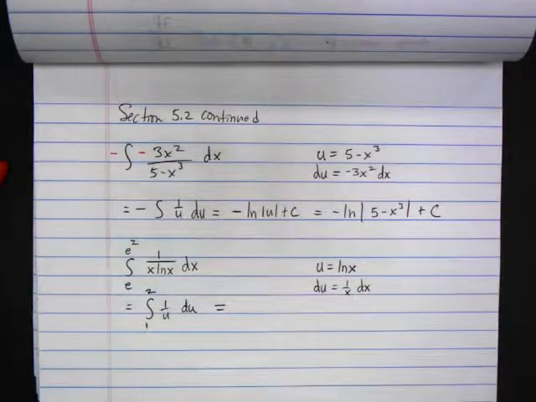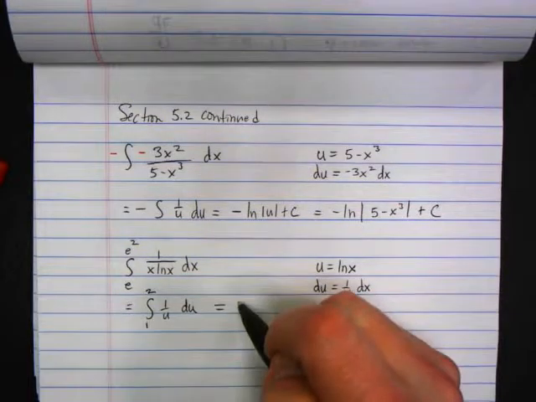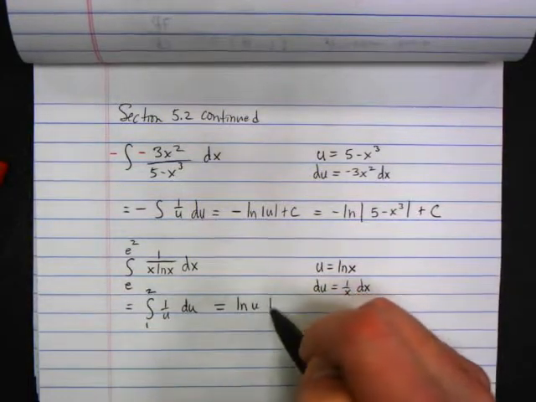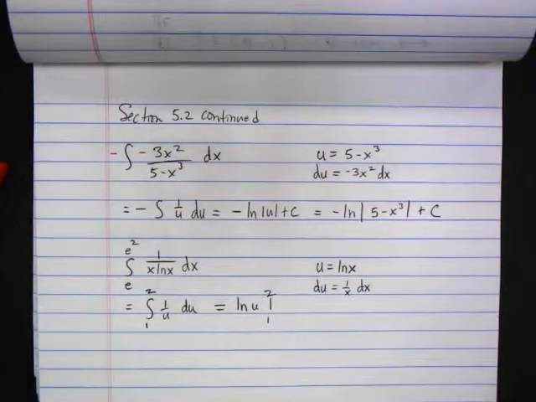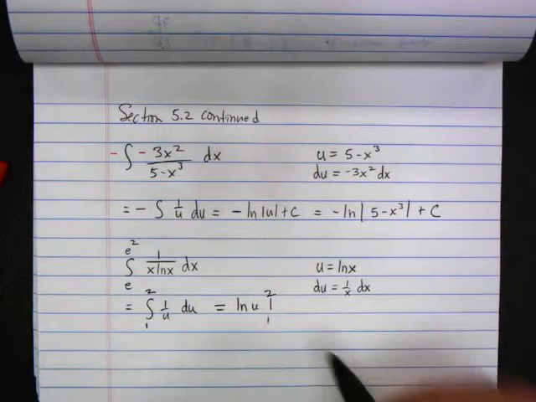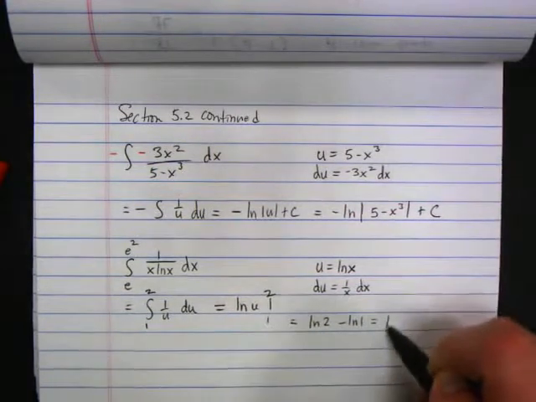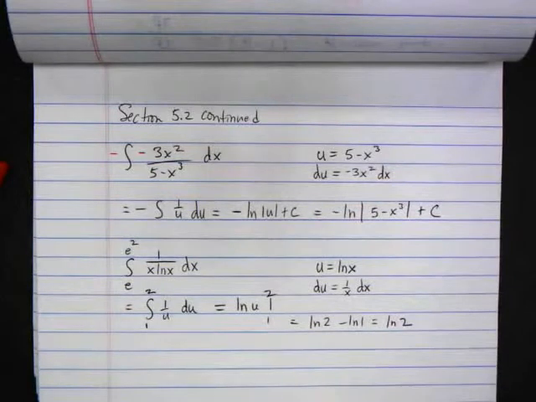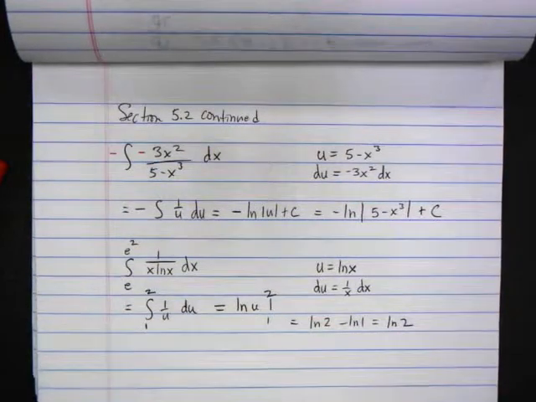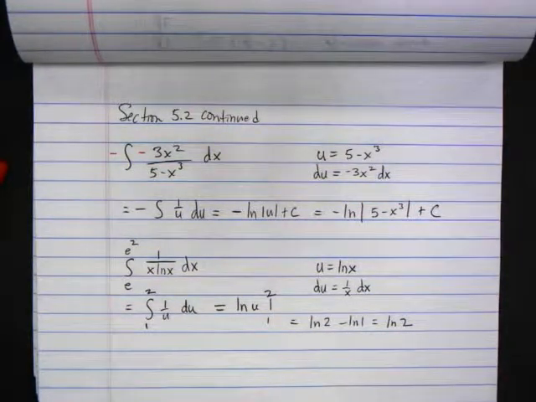What's the antiderivative of 1 over u du? Natural log absolute value of u. I'm going to be a little bit lazy. I'm not going to bother writing the absolute value this time because I don't need it. How come I don't need it? Because I'm only plugging in positive numbers, aren't I? So I don't need it. Is it wrong to write it? No. Plug in my numbers. ln2 minus ln1. My answer is ln2. Questions on that one?